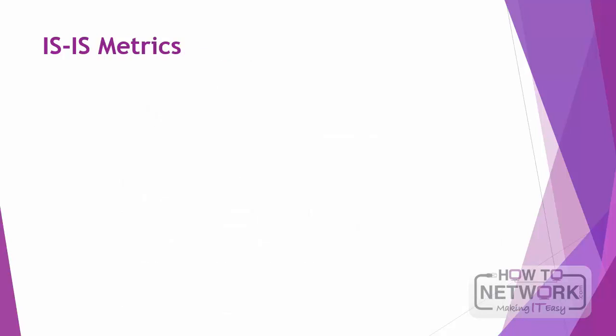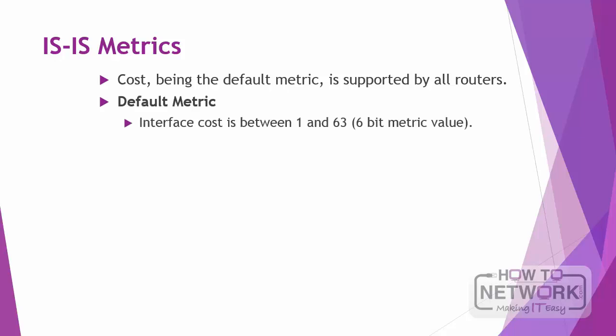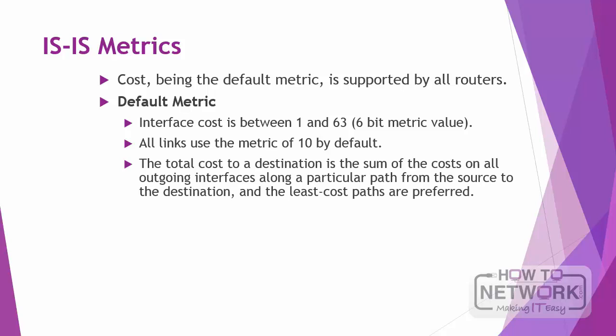Next, let's talk about ISIS metrics. Cost is the default metric. It is supported by all routers. While some routing protocols calculate the link metric automatically based on bandwidth, such as OSPF, or bandwidth and delay, such as EIGRP, there is no automatic calculation for ISIS. Using old-style metrics, an interface cost is between 1 and 63. All links use the metric of 10 by default. The total cost to a destination is the sum of all costs on an outgoing interface along a particular path from the source to the destination, and least cost paths are preferred.